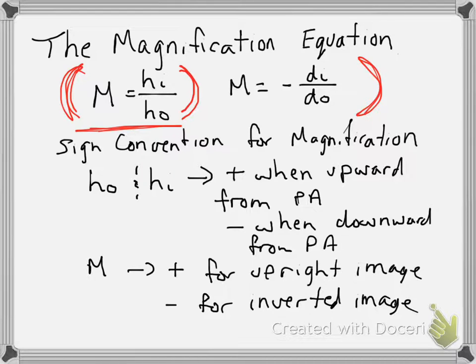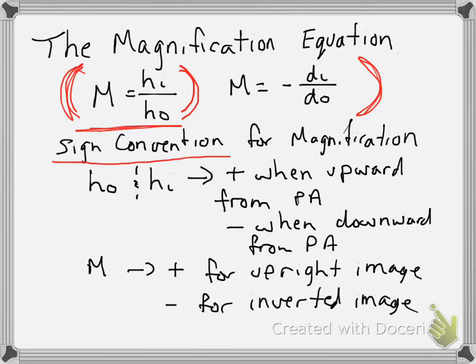Or you can remember it as hi-ho. If you're going to look at the distance of the image and the distance of the object, again, that's the ratio, image over the object, or di-do. Right? So you can try to remember what's happening in that magnification.